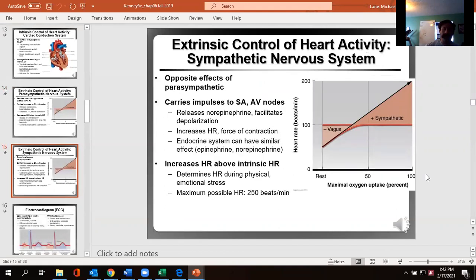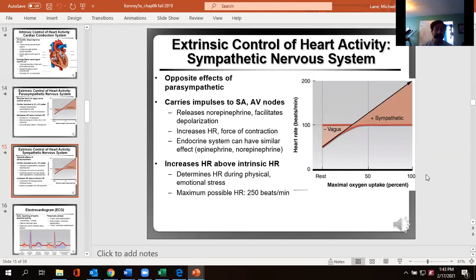Now, keep in mind, with the effects of that 10th cranial nerve, our vagal nerve, we're going to slow down that heart rate. Whereas, once again, we drop in that epinephrine, that norepinephrine, in turn, we're going to get that depolarization to happen faster. And because of this, we're going to increase our heart rate, but also it's going to increase the force of contraction. So from there, we're going to be able to effectively get our body ready to go at a faster and a higher rate.